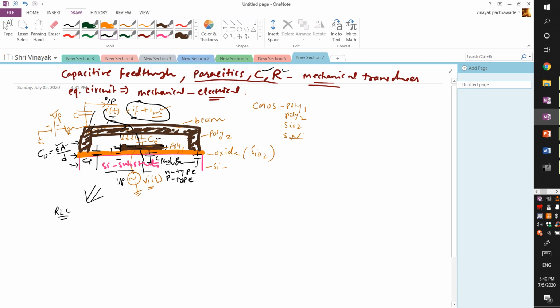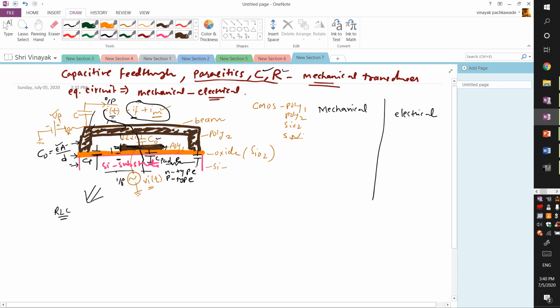So how do we derive this equivalent circuit? First of all, we have to understand the mapping between the mechanical domain and the electrical domain.